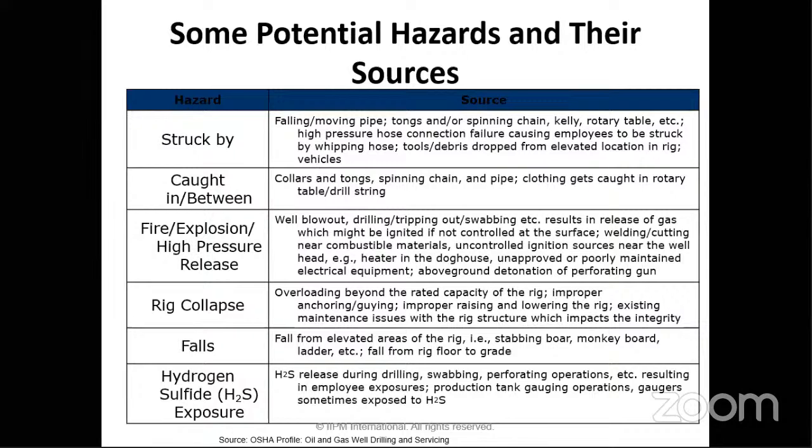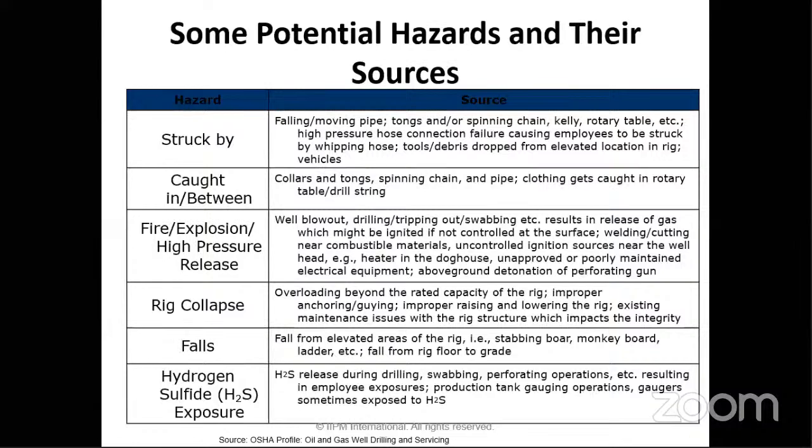Then you have fire, explosion or high pressure release, which could be from well blowout, drilling, or tripping out or swabbing, and so on, resulting in release of gas, which might be ignited if not controlled at the surface. Welding and cutting near combustible materials, uncontrolled ignition sources near the wellhead. Example, heater in the doghouse, unapproved or poorly maintained electrical equipment, above ground detonation of perforating gun. All of this could lead to a fire or explosion or high pressure release.